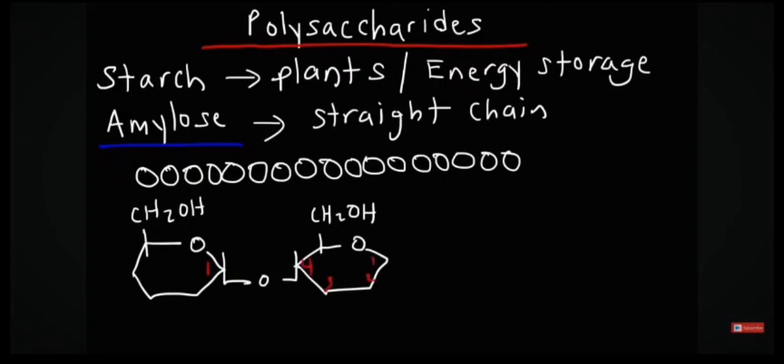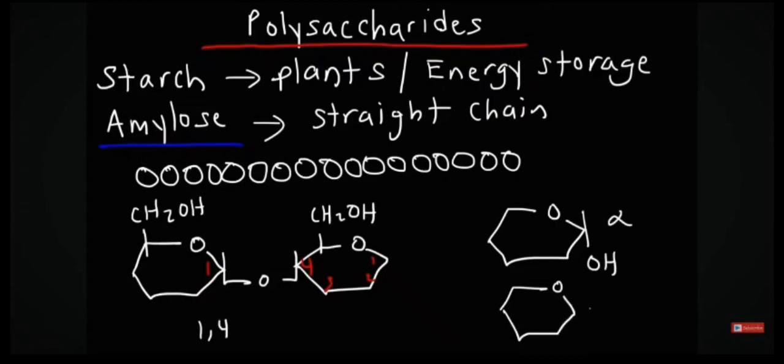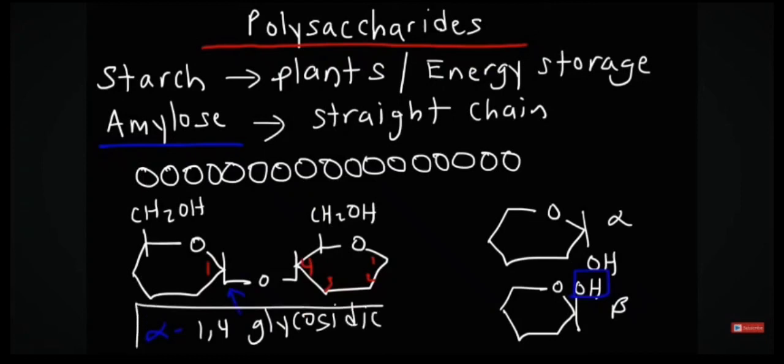This is 1, 2, 3, 4. 1, 4. Now, let's be familiar with the alpha and the beta form. In the alpha form, the OH group on carbon 1 is facing downwards, and the beta form of glucose has the OH group pointed upwards. So, this will have an alpha 1,4 glycosidic bond. Now, amylose has this type of glycosidic bond, the alpha 1,4 glycosidic bond.